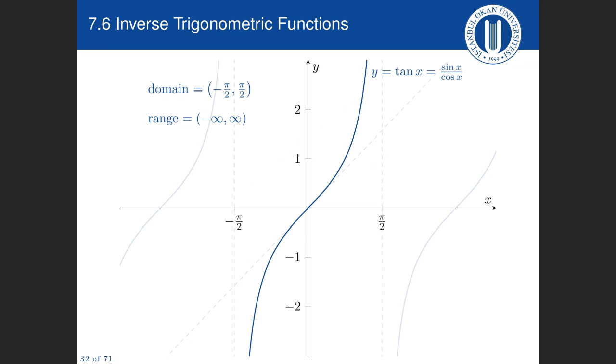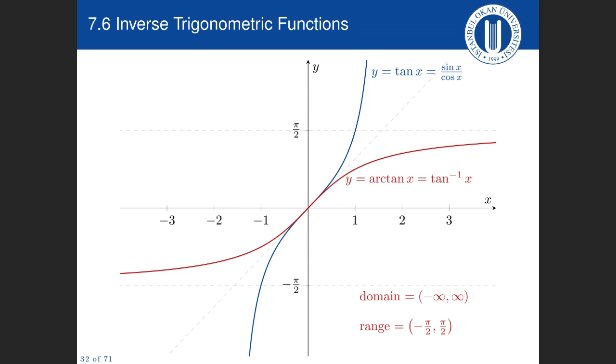Let's talk about the next 4 trigonometric functions. The graph of tan looks like this. If we restrict the domain to the open interval between minus pi over 2 and pi over 2, then we have a one-to-one function. One-to-one functions have inverses. The graph of arctan looks like this. It's the mirror image of the graph of tan if we put the mirror on the line y equal to x.